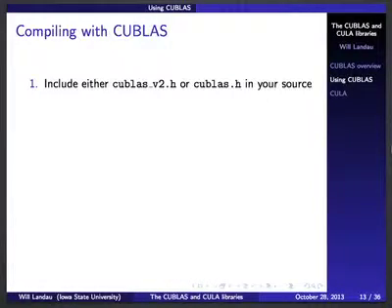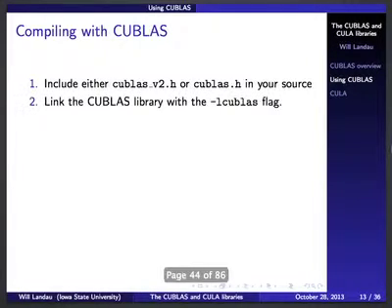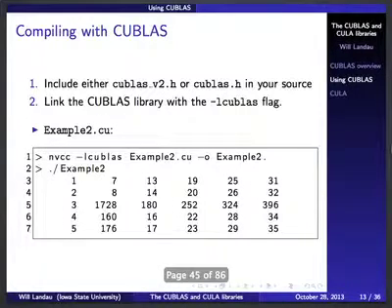If you have a program with CUBLAS, here's sort of how to compile it. You have to make sure you have one of these headers in your source. You have to have the compiler flag -lcublas. So -l means load this dynamic library, or load this shared object. And CUBLAS.so, I believe, is the name of your shared object. And the compiler automatically looks for that library, so it knows to load those functions. So here's an example.